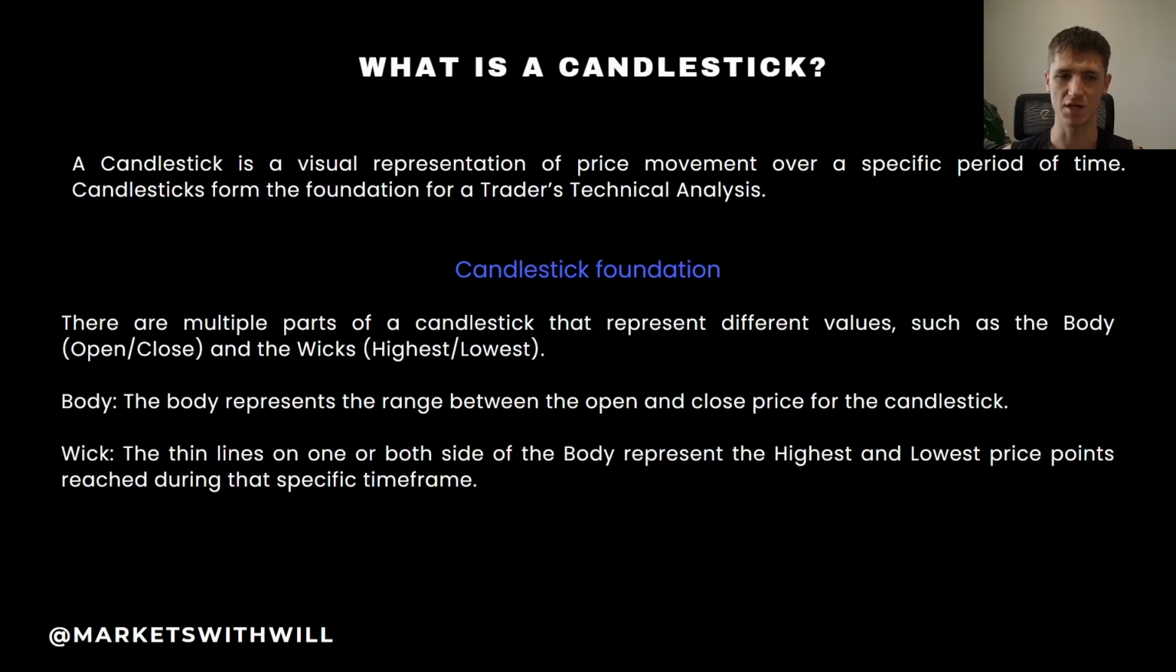So candlestick foundations: there are multiple parts of a candlestick that represent different values, such as the body, which is the open and close, and the wicks, which is the highest and lowest. The body represents the range between the open and close price for the candlestick, and the wick is the thin lines on one or both sides of the body that represent the highest and lowest price points reached during that specific time frame.